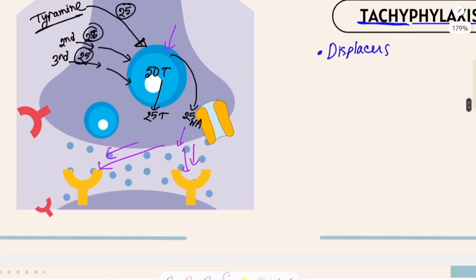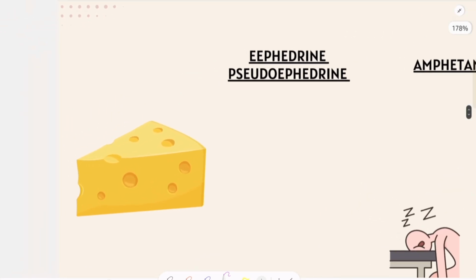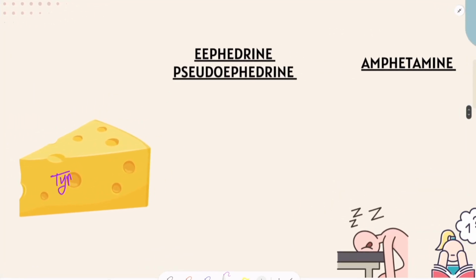Now, important points regarding these individual drugs. Tyramine is present in large quantity in cheese. Cheese contains plenty of tyramine. The clinical importance we will discuss in antiadrenergic drugs. The next two drugs, ephedrine and pseudoephedrine, act as nasal decongestants. So they are used in colds when nasal congestion is present.